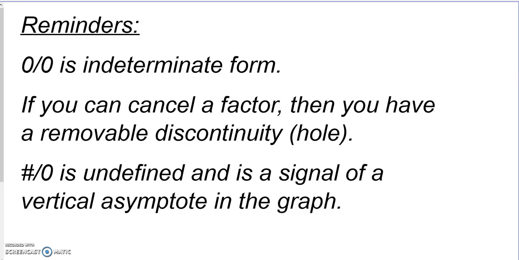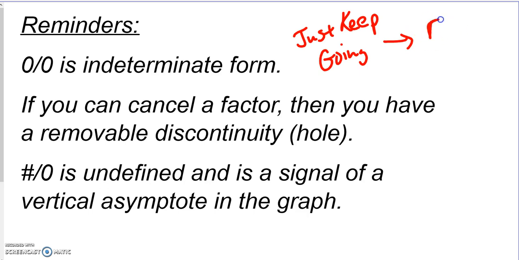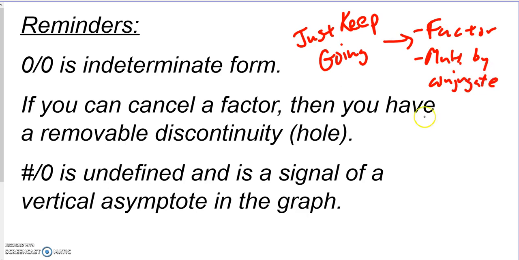And a couple little reminders here before we get going. If you get the form 0 over 0, this is what we call the indeterminate form. This is when you just want to keep going. You've got to use some of the tools of algebra to help you. So in other words, you might want to factor and see if anything cancels. You might want to multiply by the conjugate. You might also just need to simplify complex fractions.